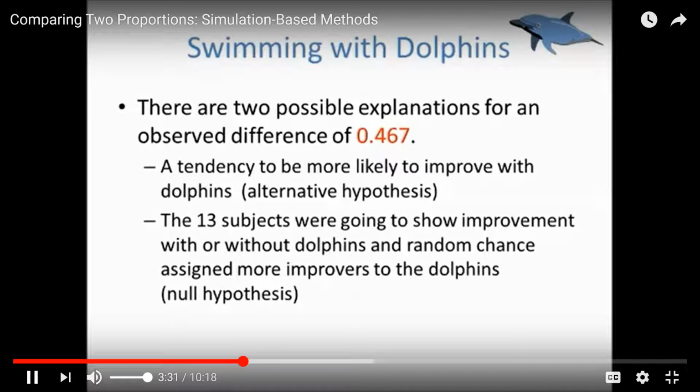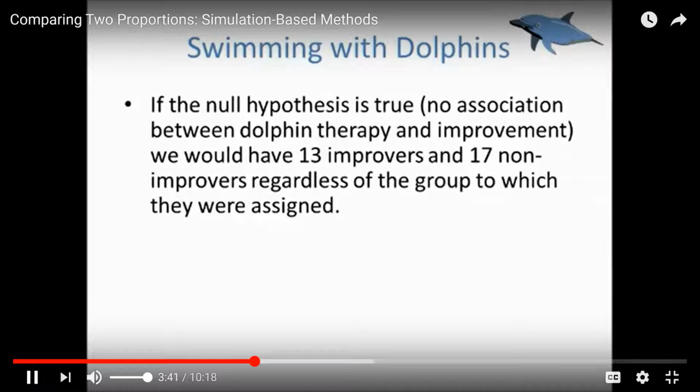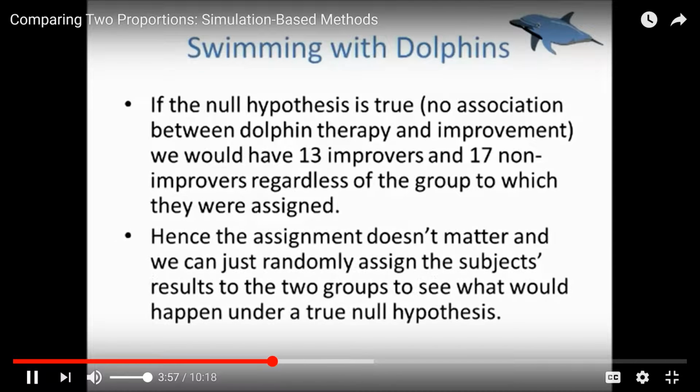Regardless of which treatment group they were assigned to, and we just happened, by random chance alone, to assign more improvers to the dolphin therapy group. Now let's think about how we're going to set up our simulation. If the null hypothesis is true, then the dolphin therapy is no more effective than the control therapy. And we were going to have 13 improvers and 17 non-improvers, regardless of which group they were assigned. Hence, the assignment of the subjects to the groups doesn't matter, and we can just randomly assign the subjects' results to the two groups to see what would happen under a true null hypothesis.